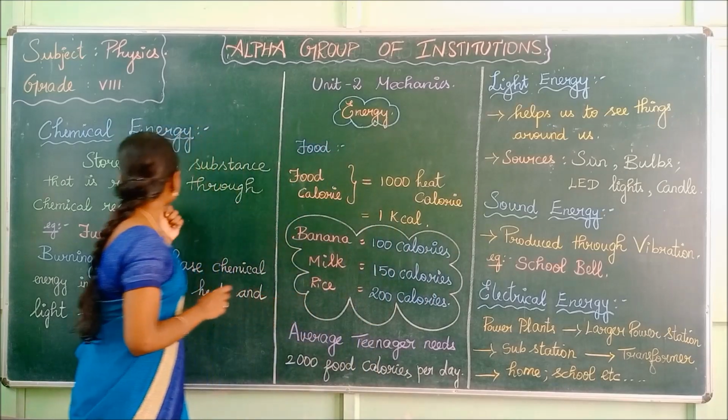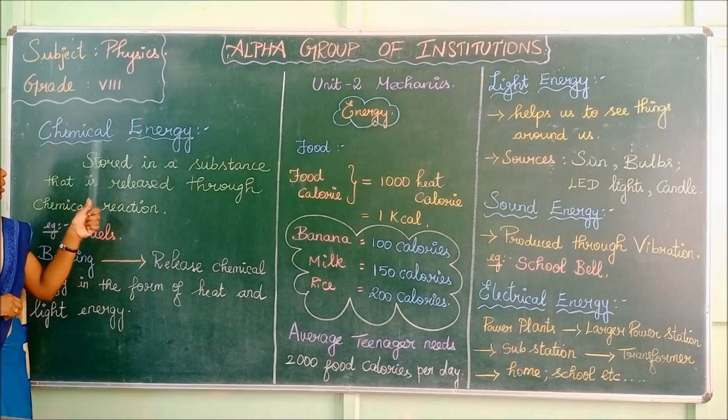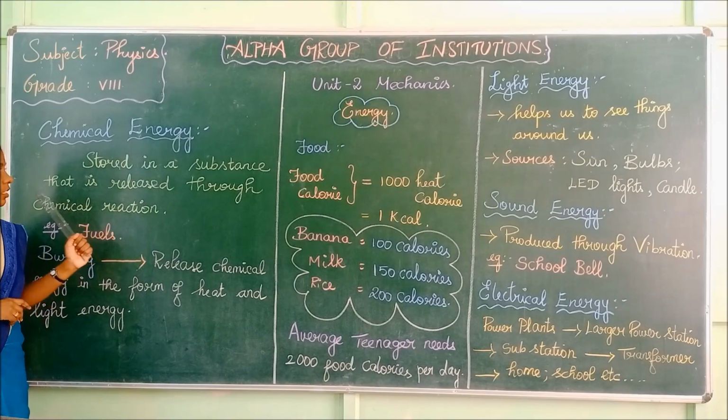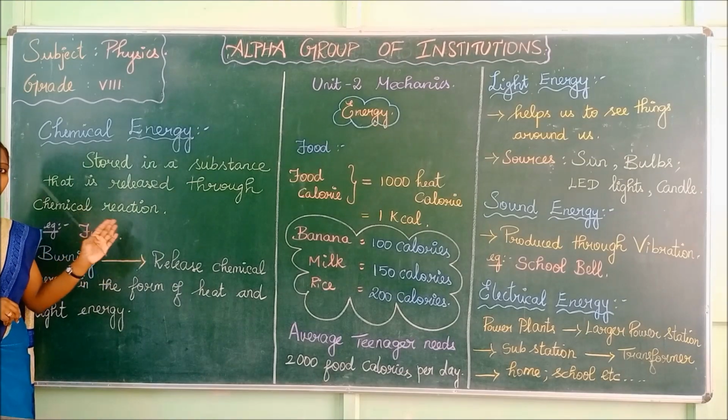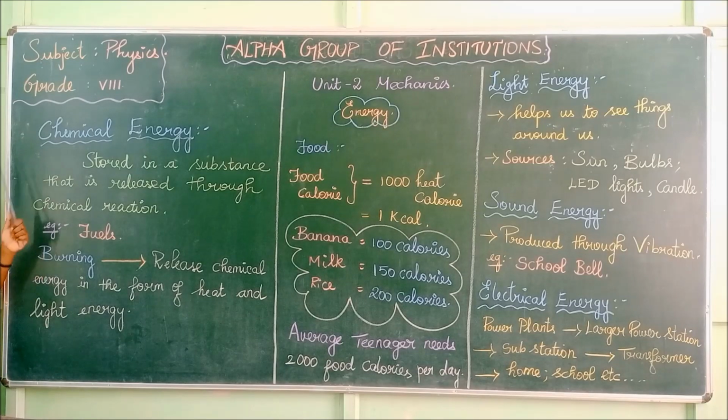What is the first form of energy that we have seen? The first form of energy that we have seen is chemical energy. What is chemical energy? Chemical energy is energy stored in a substance that is released through a chemical reaction. Examples of chemical energy: fuels, burning of crackers. The food that we intake is also an example of chemical energy. While burning, crackers release chemical energy in the form of heat and light.